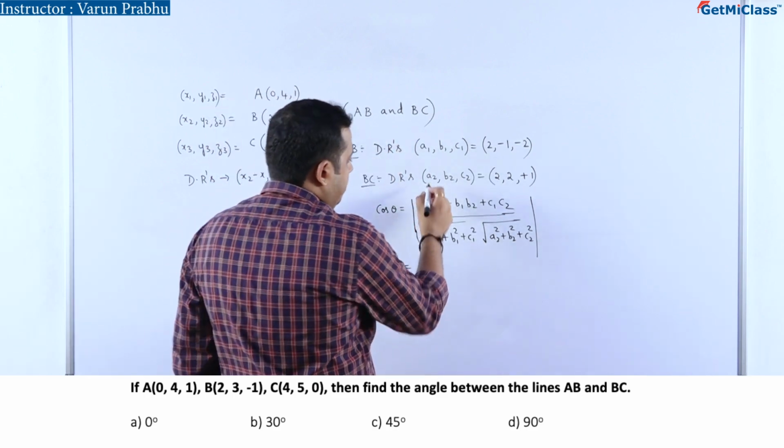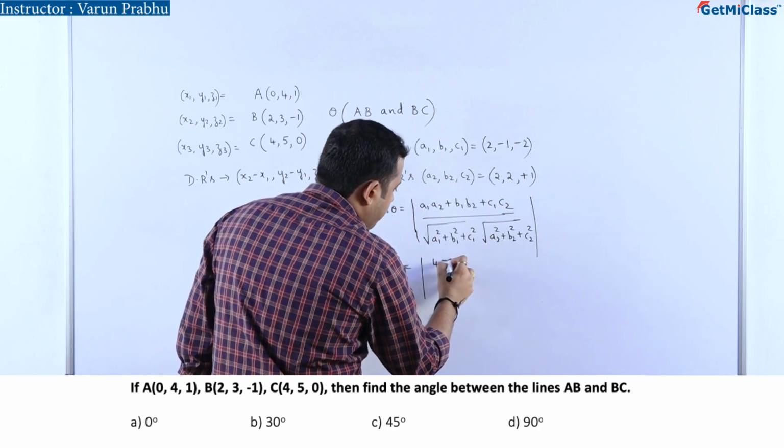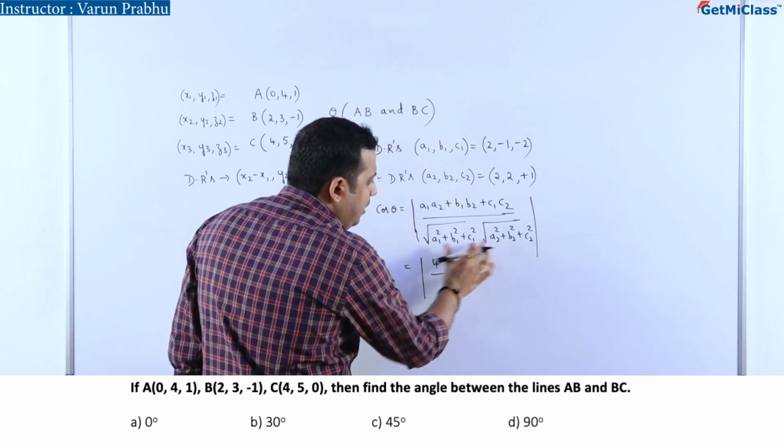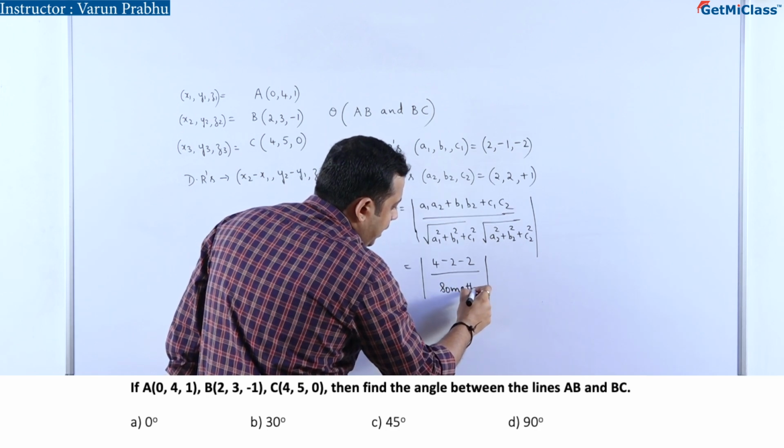A1 into A2 will be how much? A1 into A2 will be 4, correct? 4, and minus 2, 4 minus 2 minus 2, divided by this denominator. I am not bothered about it, students. The denominator can be anything. Is it okay? Something. I will write it like this.